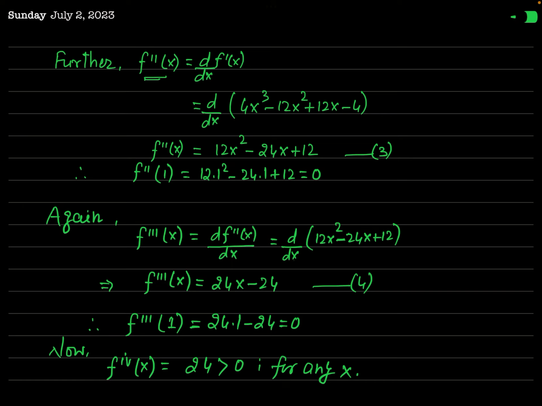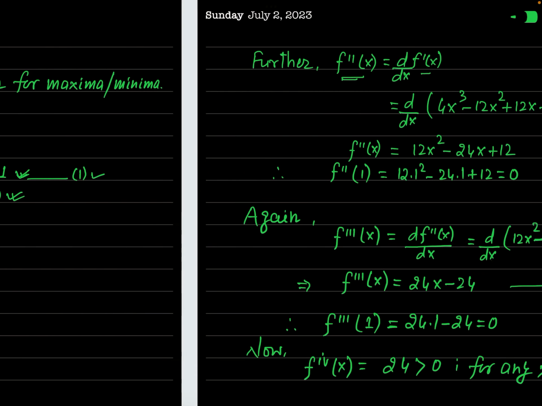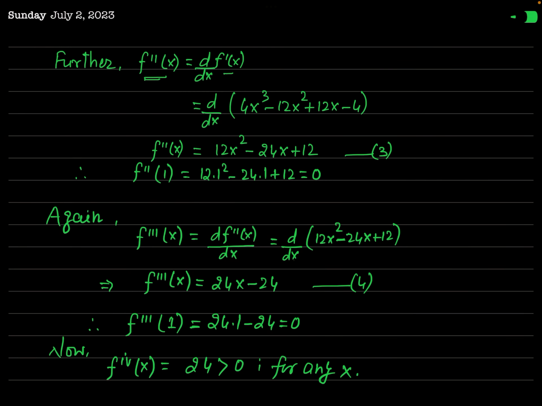So this is d/dx operated on f dash of x. But we have seen that f dash of x is this much, which I have defined in equation 2. So let us substitute this expression for f dash of x. Now after differentiation, your result will be f double dash of x equal to 12x² minus 24x plus 12.